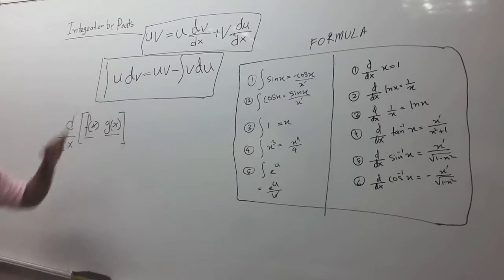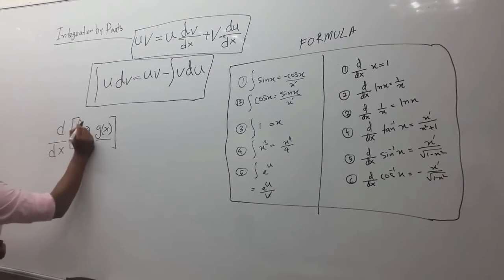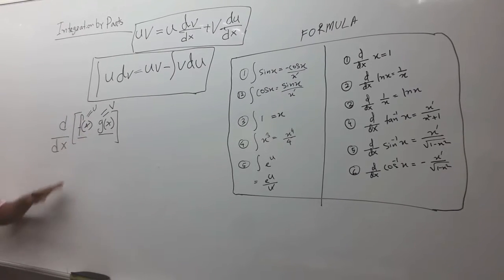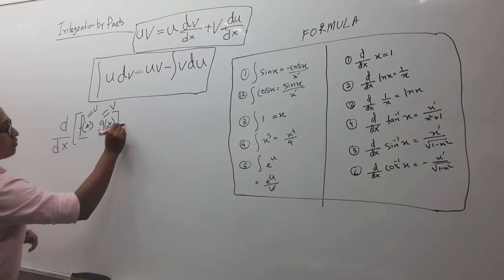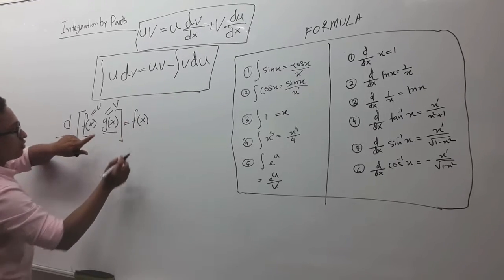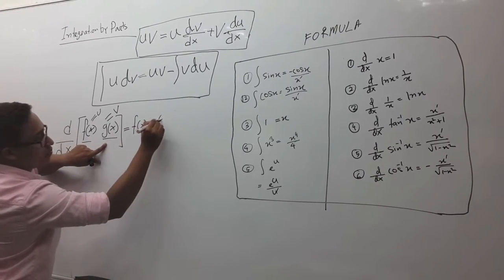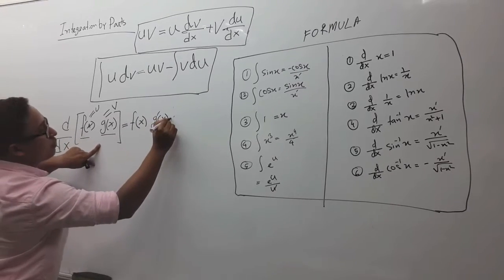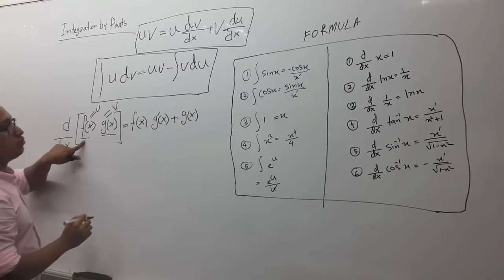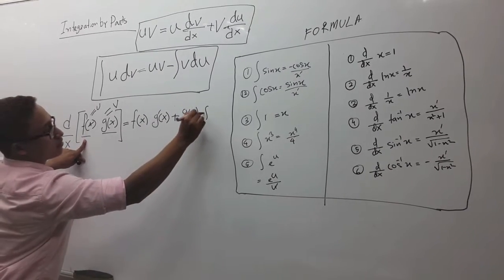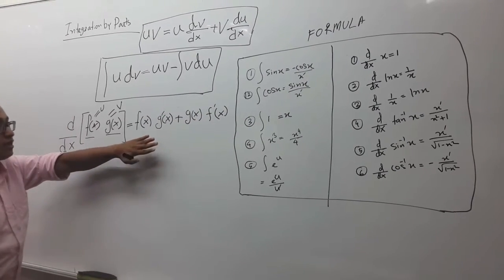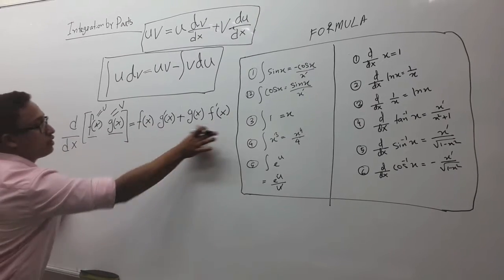Okay, so using the product rule we are going to differentiate this part. Let's say this is our u and this is our v. So first of all, how do we differentiate? We take u, dv, which is g prime x, plus v, du dx, which is f prime x. Okay, so we get this equation. Now we have to integrate this part.